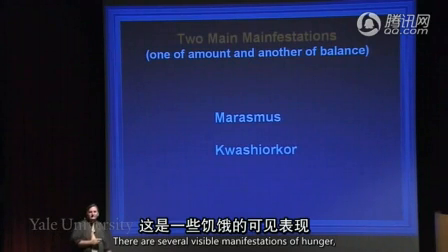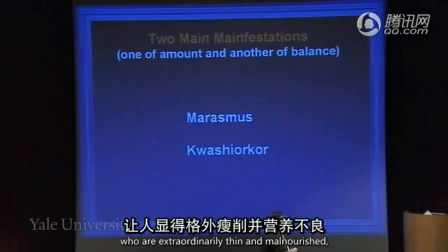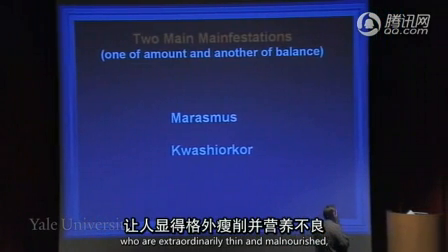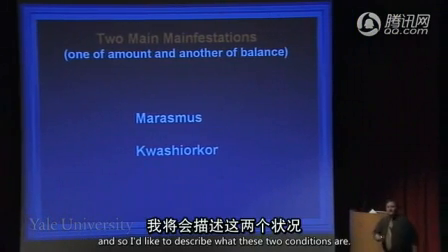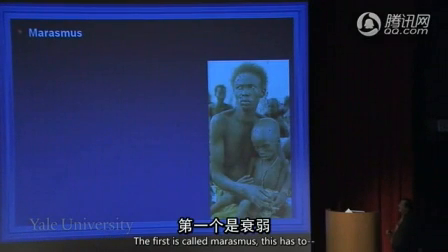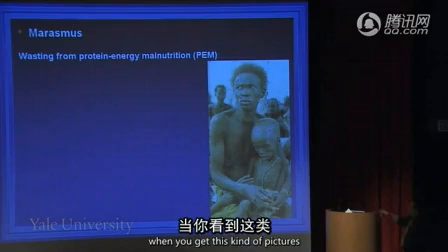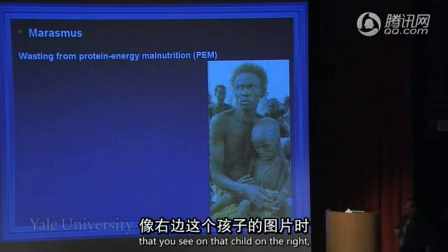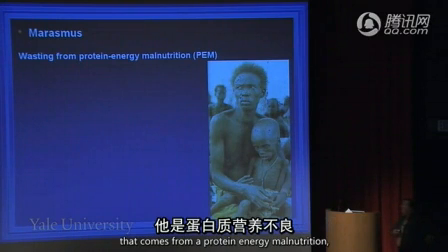There are several visible manifestations of hunger, not only wasting away and having people who are extraordinarily thin and malnourished, but there are several things that you tend to see a lot in pictures. I'd like to describe what these two conditions are. The first is called marasmus. This is a wasting disease where you get the kind of pictures that you see on that child on the right, a severely malnourished individual, which comes from protein energy malnutrition.